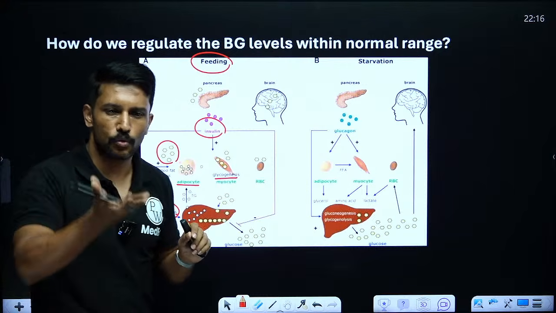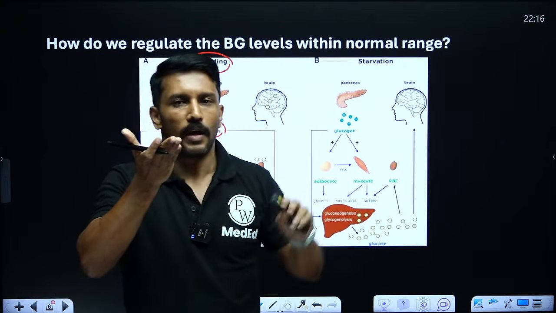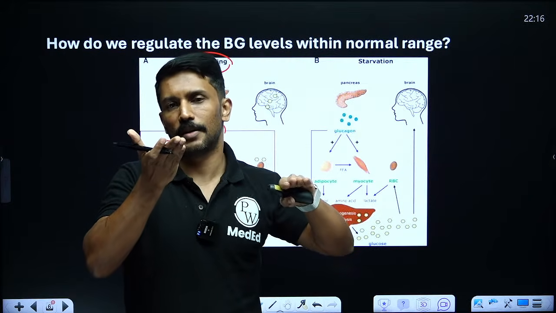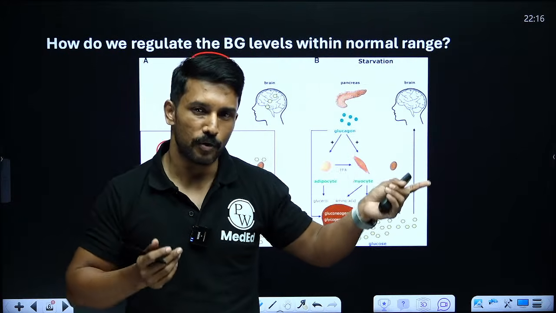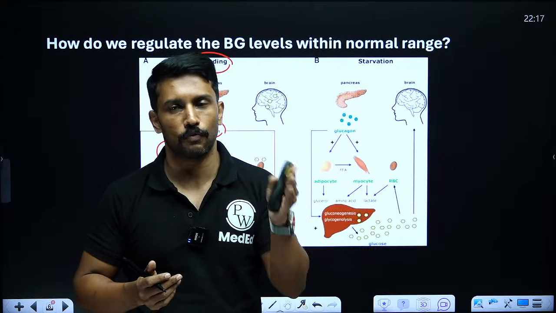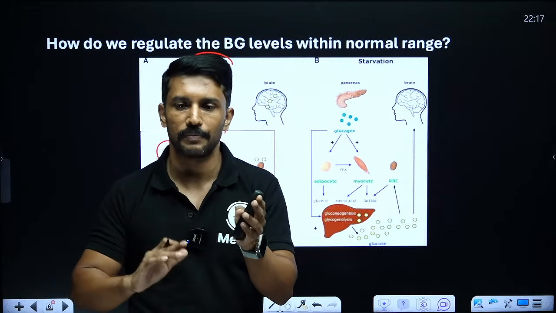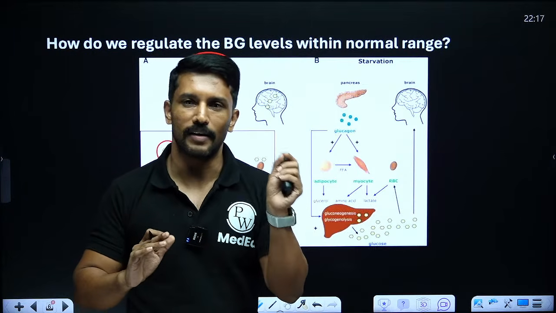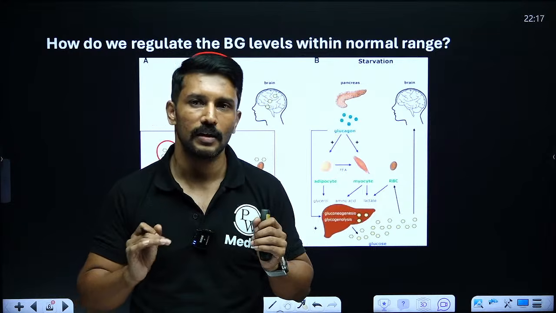After a meal, as the glucose level increases, I want to get it back to the normal range. So to do that, I stimulate the beta cells to secrete insulin. Insulin will stimulate the conversion of glucose to glycogen in muscle and liver, and glucose to fat in the adipose tissue, and to some extent in the liver.